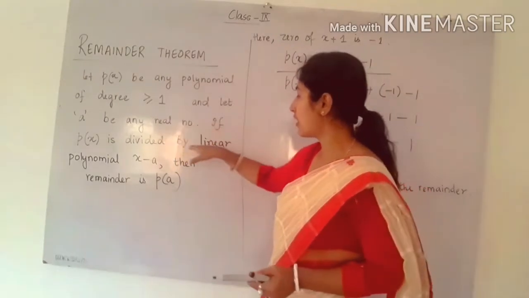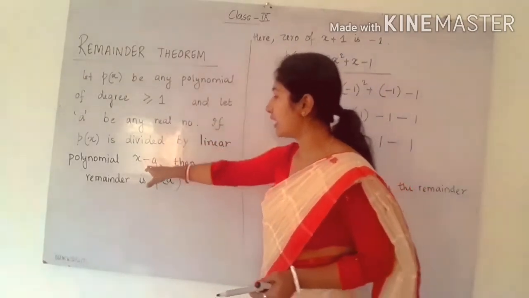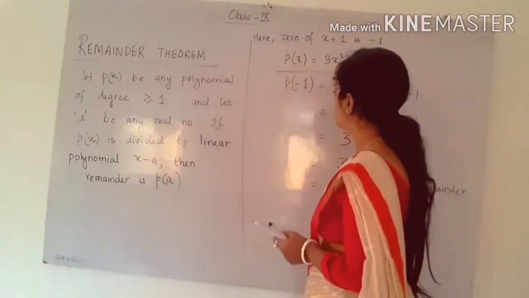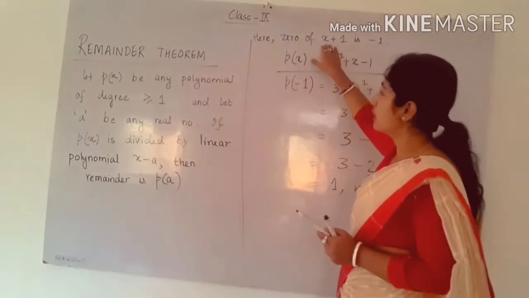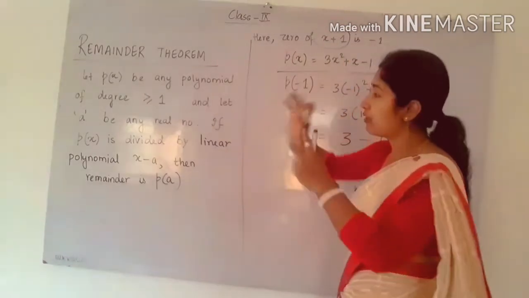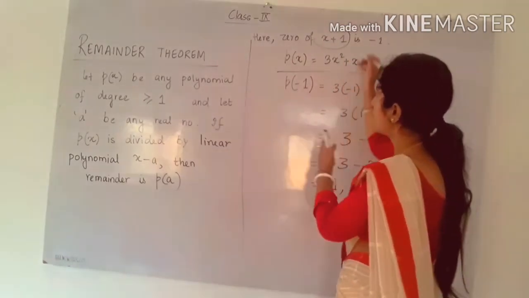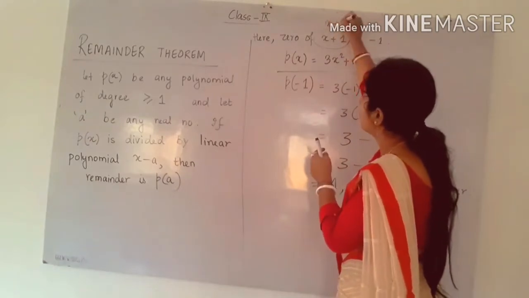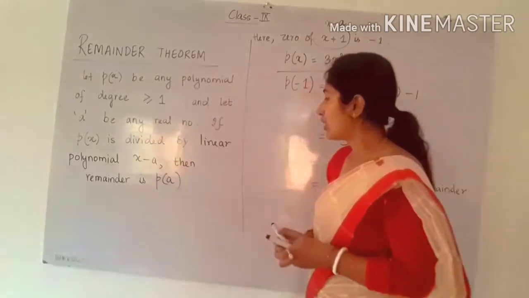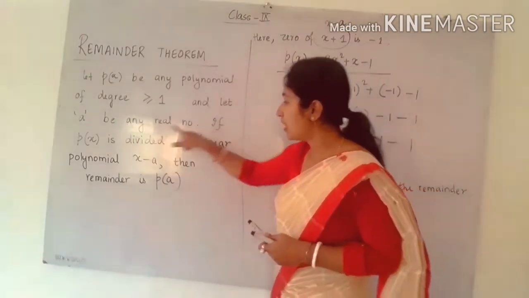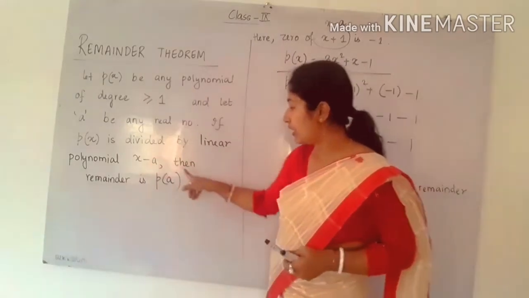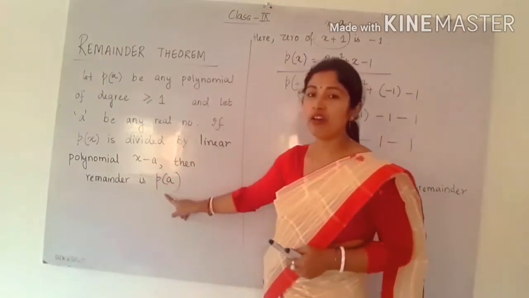If p(x) is divided by a linear polynomial x minus a, what have we done? We have divided this polynomial by the given linear polynomial. Just compare both. This is our p(x), and this x plus 1 is our x minus a. So if p(x) is divided by the linear polynomial x minus a, then what will be the remainder? The remainder is p(a).